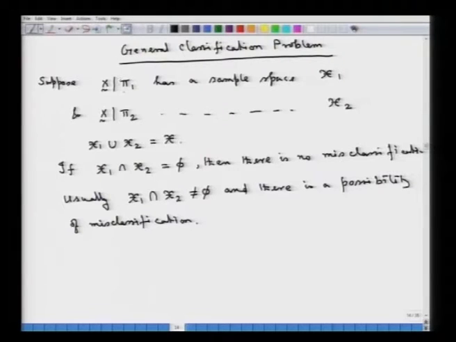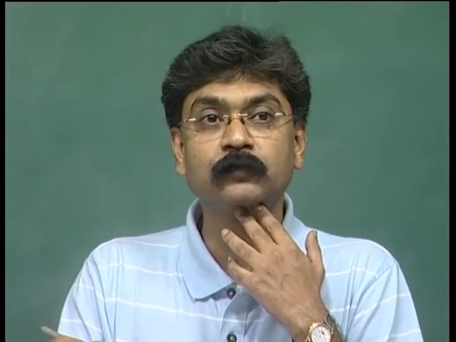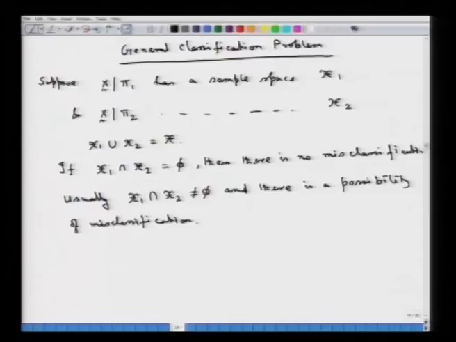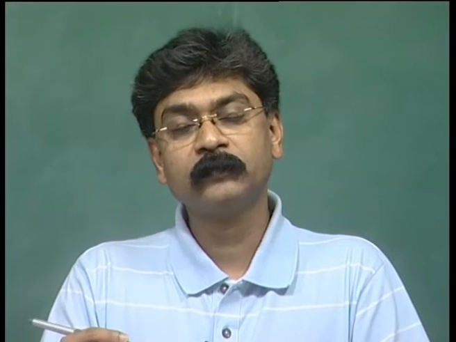Say, for example, if pi 1 and pi 2 are two multivariate normal populations, suppose pi 1 is multivariate normal with mean vector mu 1 and covariance matrix sigma, and pi 2 is another multivariate normal population with mean vector mu 2 and covariance matrix sigma. Then of course the sample spaces of the two populations are not disjoint. The entire space is common, and hence there is always a possibility, when classifying an observation coming from pi 2 or pi 1, of it going the other way. So, there is a possibility of misclassification.